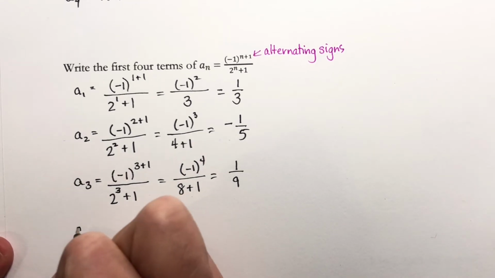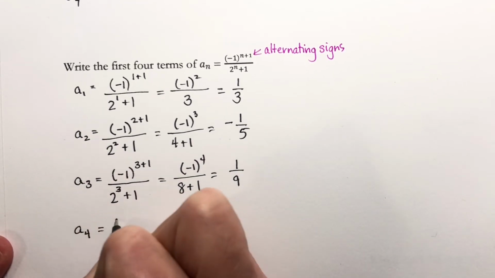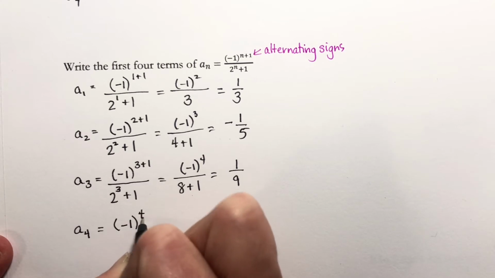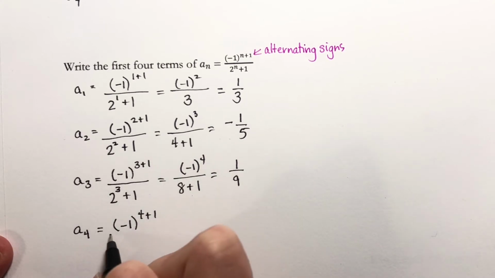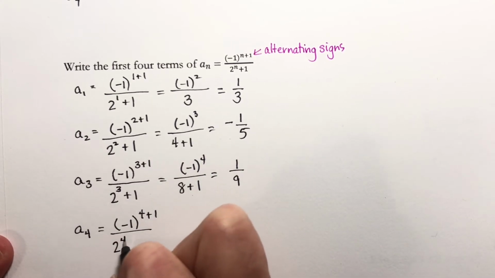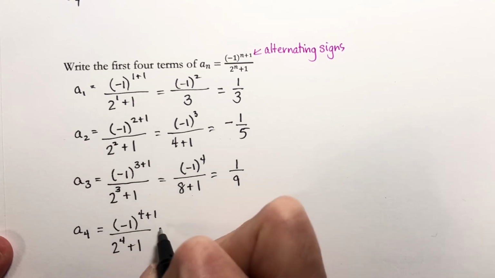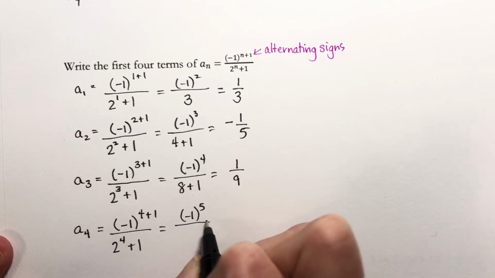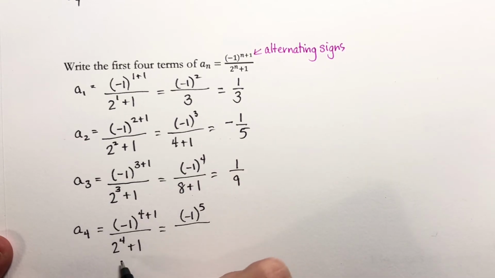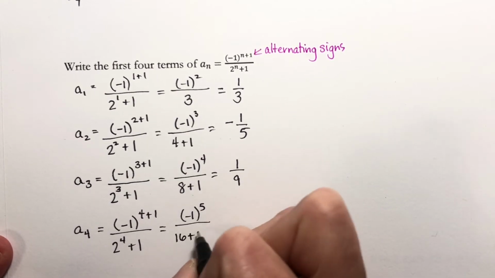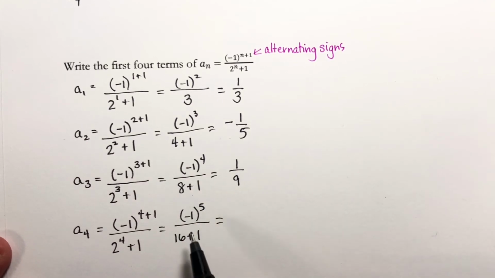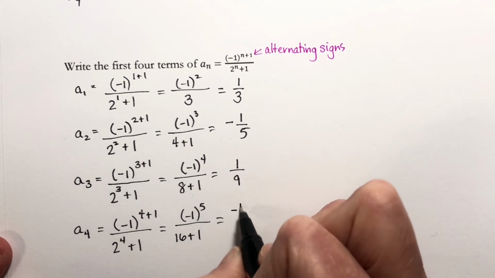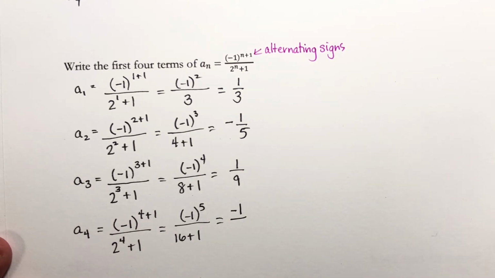And then one more, a sub 4. This is -1 to the 4 plus 1 over 2 to the 4th plus 1. So this is -1 to the 5th power over 2 to the 4th, which is 16, plus 1. -1 to the 5th power is a -1. 16 plus 1 is 17.